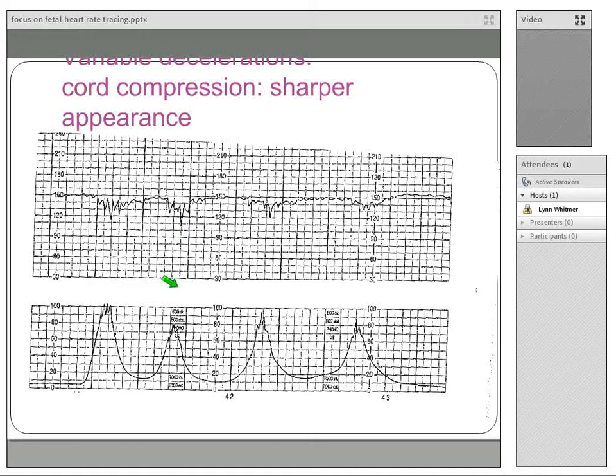They're not nice and round, so we call those variable decelerations because they represent what? If you said cord compression, you are correct. Please note that the contractions, again, somewhat irregular, but a little closer together now.